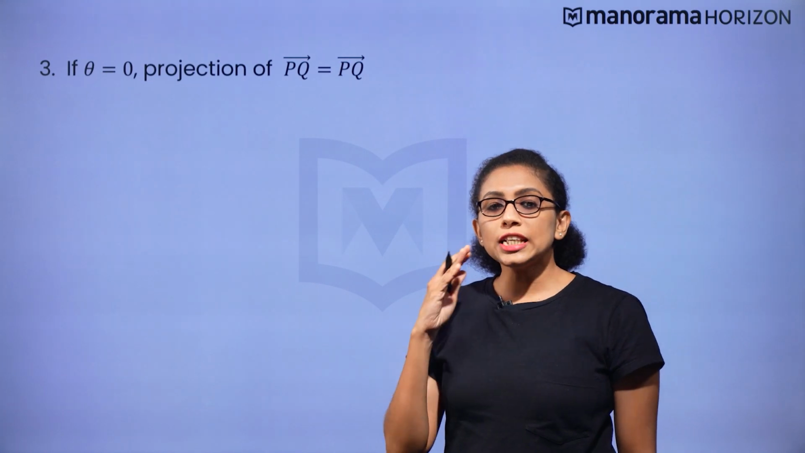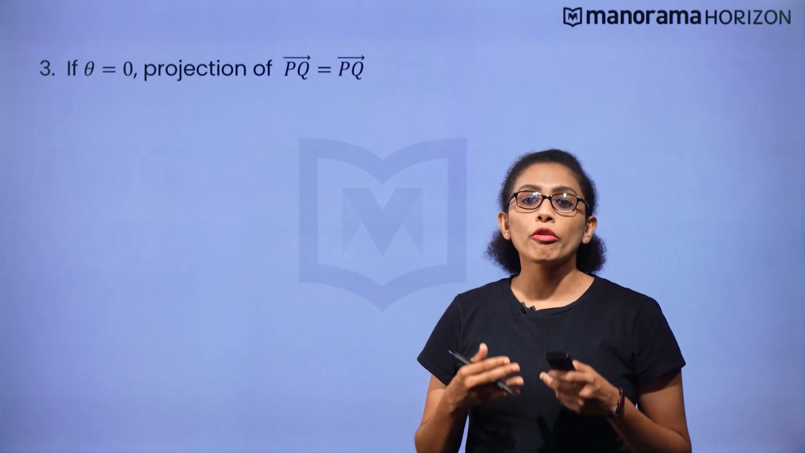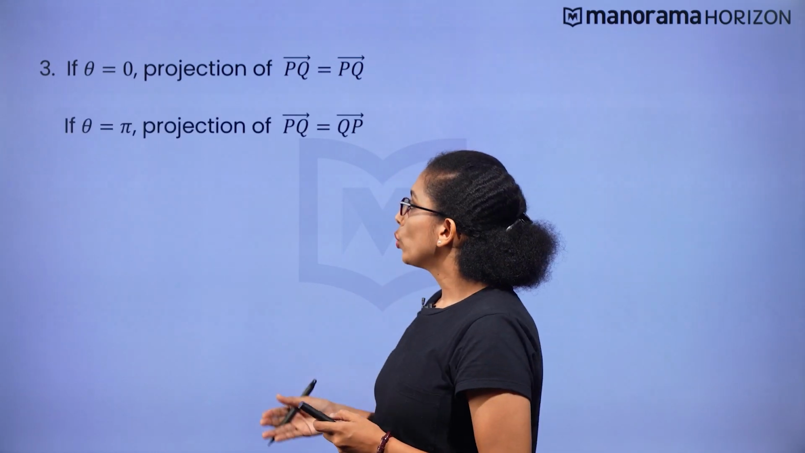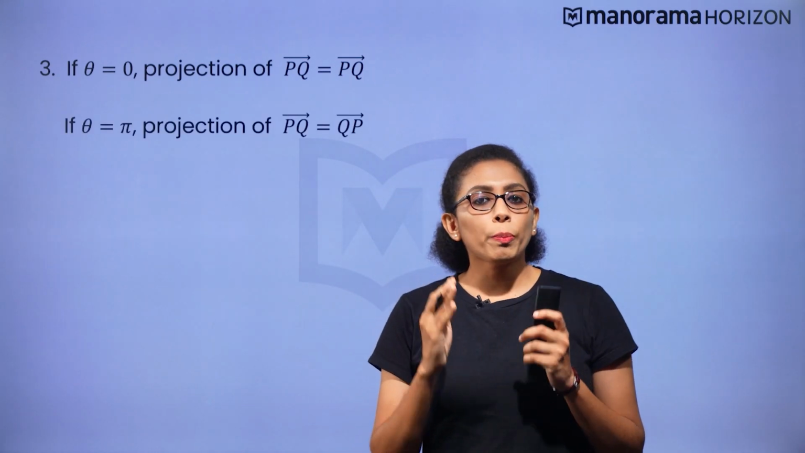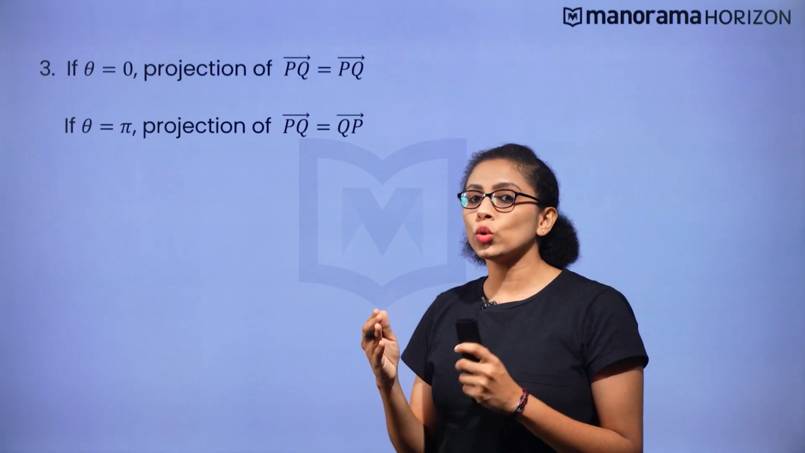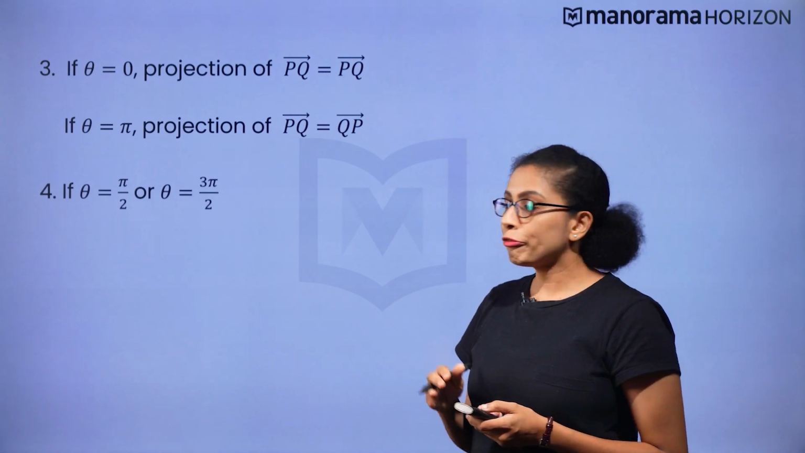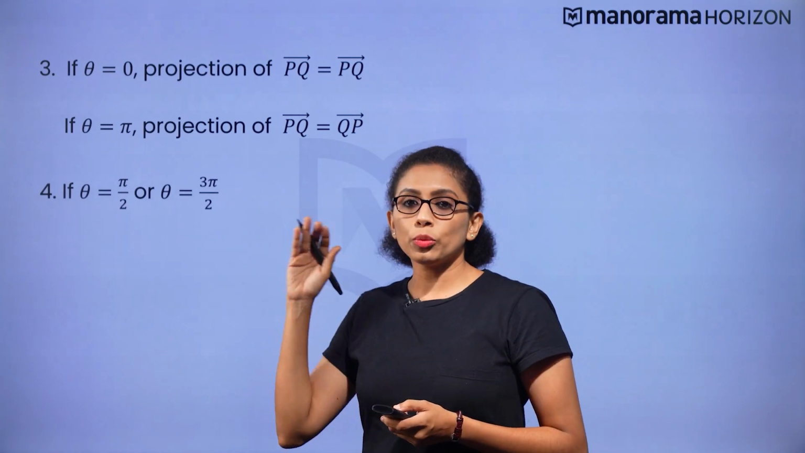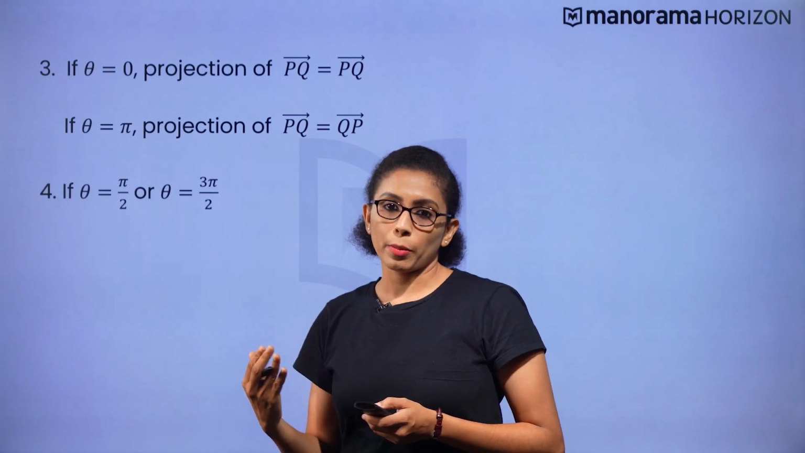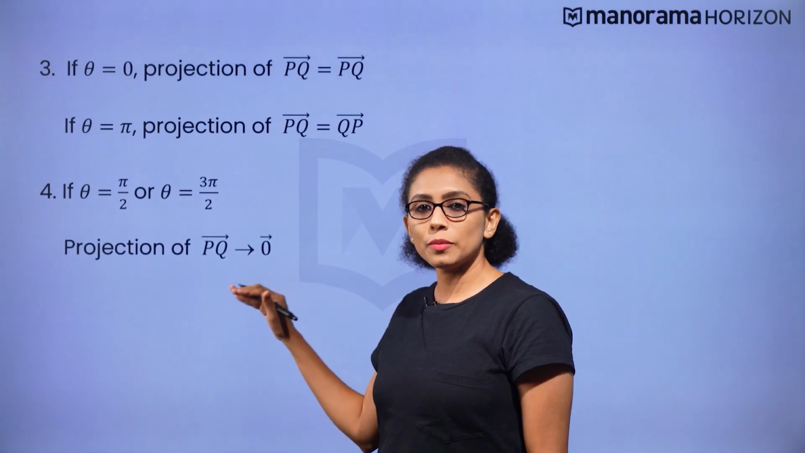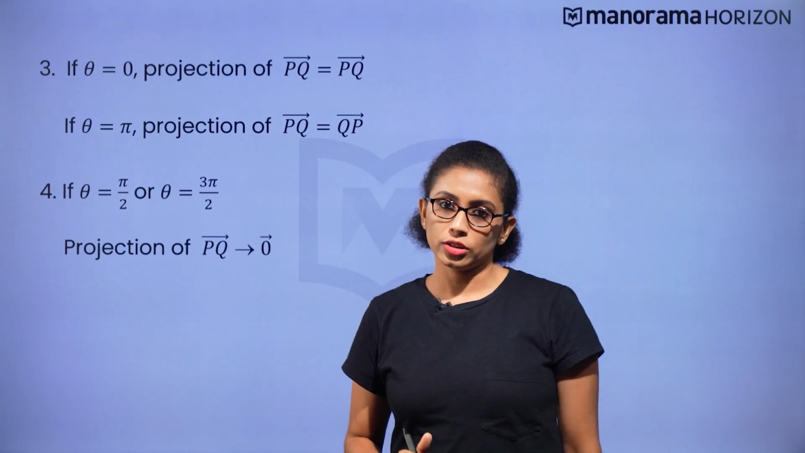Now, if theta is equal to 0, then the projection of vector PQ will be PQ itself. And when theta is equal to pi, then the projection of vector PQ will be what? QP. Now, if the value of theta is equal to pi by 2 or 3 pi by 2, then the projection vector of PQ will be nothing but a 0 vector.